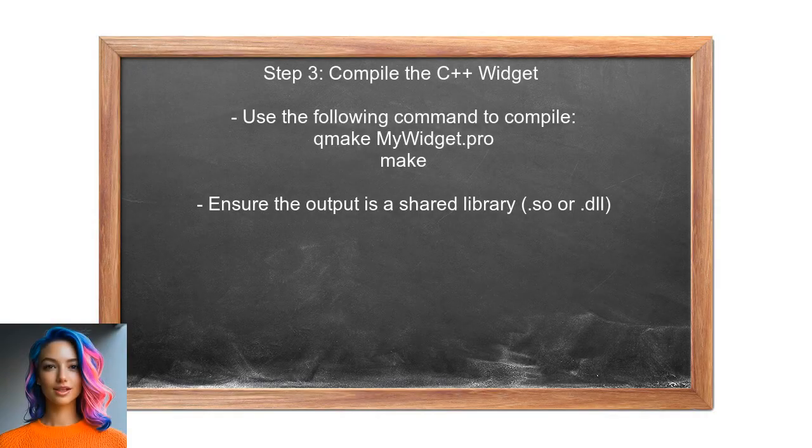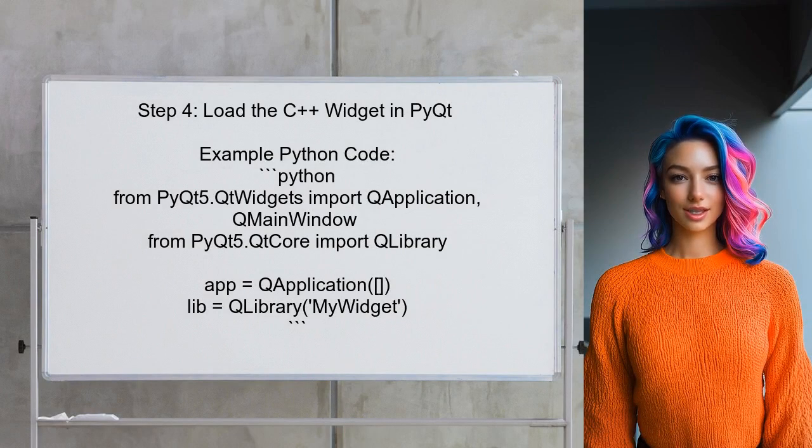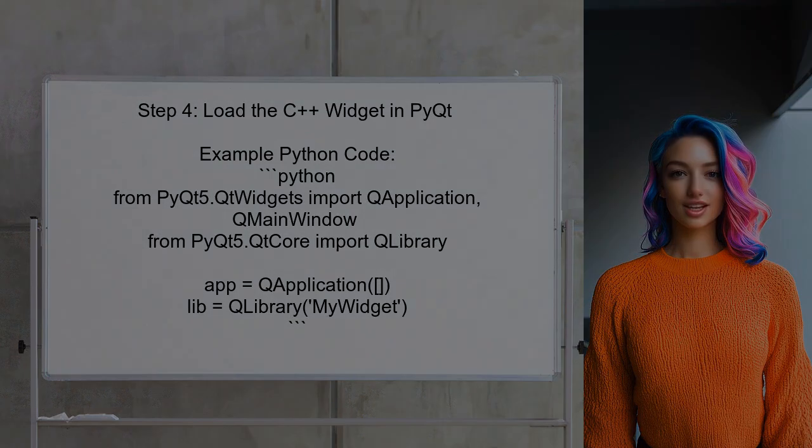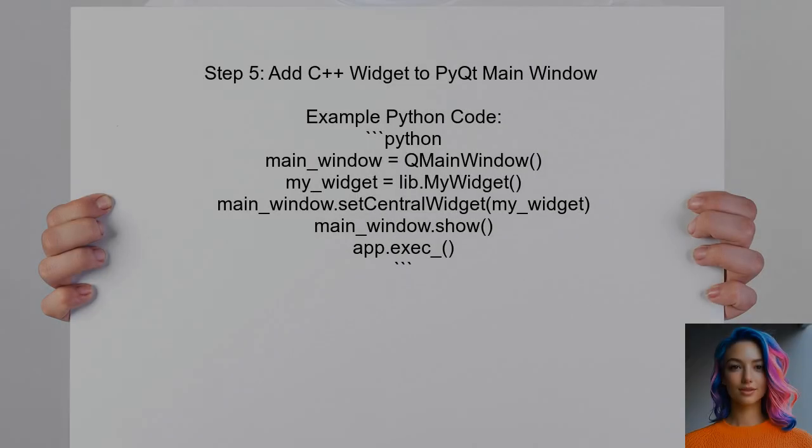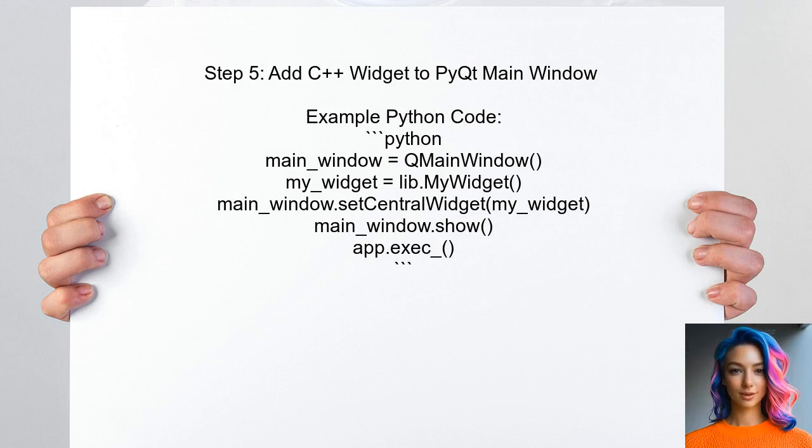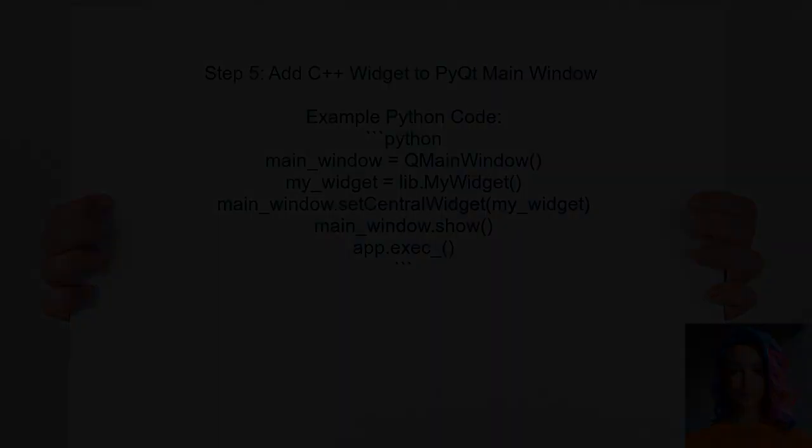After defining the C++ widget, the user needs to compile it into a shared library. This allows the PyQt application to load the C++ code at runtime. Now the user can load the compiled C++ widget into their PyQt application. This is done using the PyQt's QLibrary class to access the shared library. Finally, the user can create an instance of the C++ widget and add it to their PyQt main window. This will allow the user to see and interact with the C++ widget within the PyQt application.